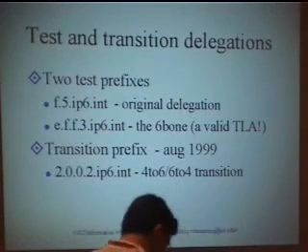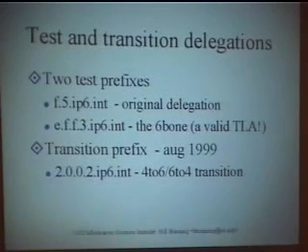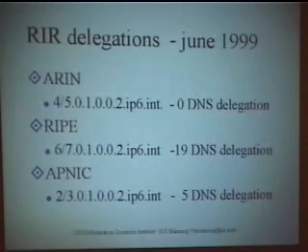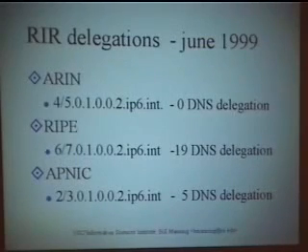There's a transition delegation, the 6-to-4 transition prefix, which is 2.0.0.2, and that was formally documented in August of 1999. The registries themselves got their delegations lined up in June, and they have two consecutive blocks. ARIN has 4 and 5.0.1.0.0.2.ip6.int. RIPE has 2, and APNIC has 2.